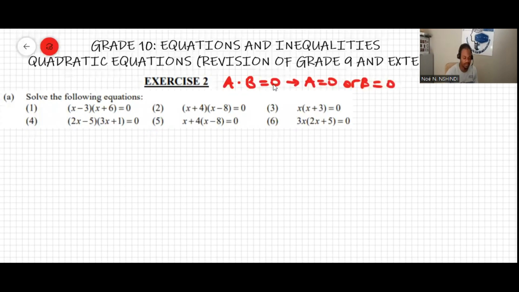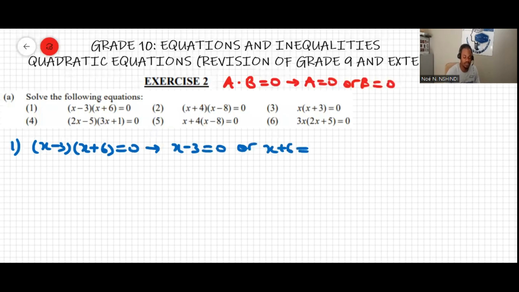So like in question 1, we have (x minus 3) times (x plus 6) equals 0. This means that x minus 3 equals 0 or x plus 6 equals 0. So this means that x equals 3 or x equals negative 6. So those are the solutions.